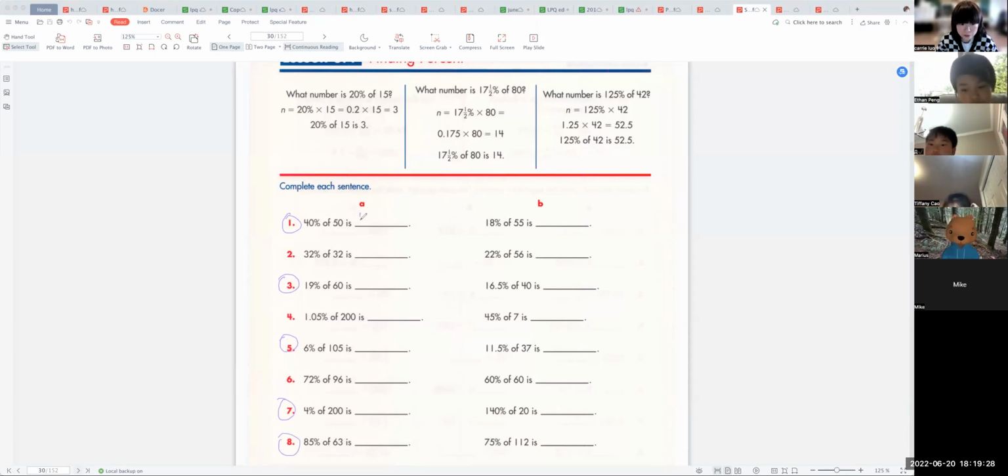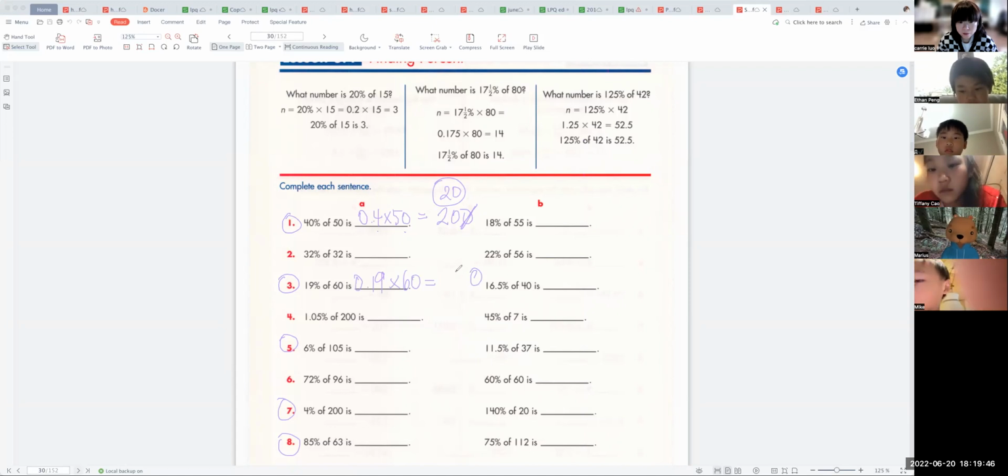So Ethan, it's 0.4 times 50, right? So 4 times 50 equals 200, but we move over 1 decimal. So the first question is 20. Number 3, 0.19 times 60 equals 1140, but we move over 2 decimals, so it's 11.4. Number 5, 0.06 times 105 equals 630, but there are 2 decimals, so it's 6.3.